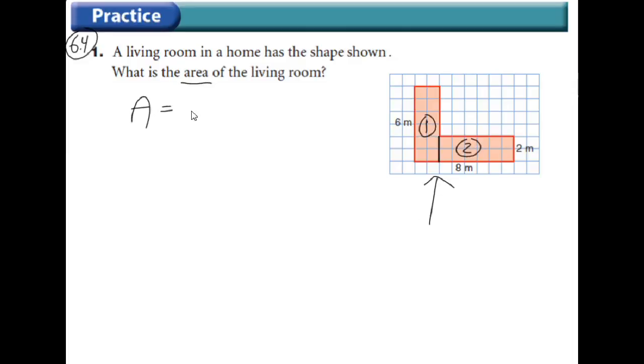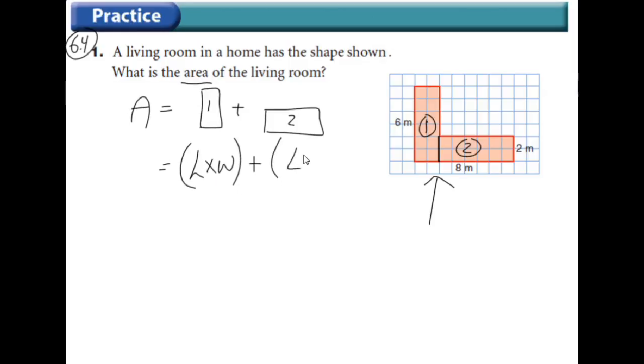So we have area is going to be area of piece number 1 plus the area of piece number 2. That's going to be pretty simple. Area of piece number 1 is going to be length times width, and area of piece number 2 also going to be length times width. We write down the formula each time.